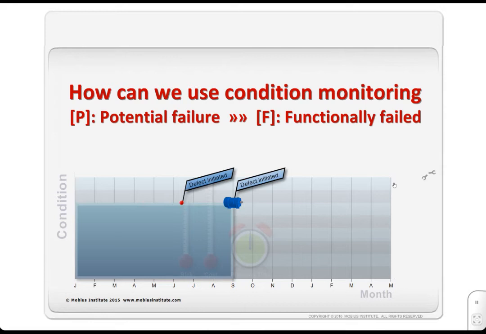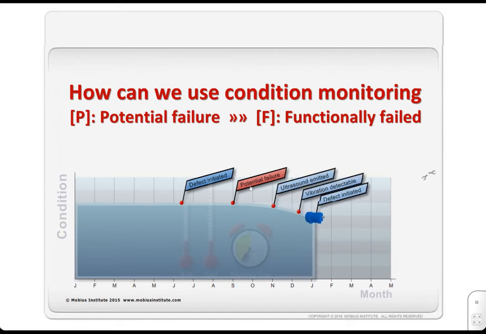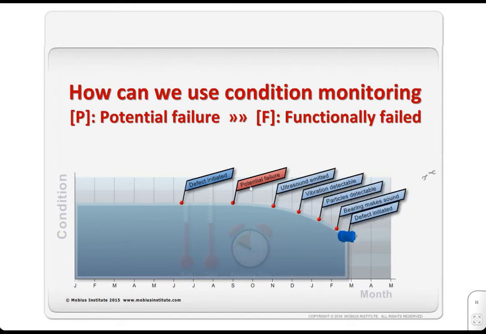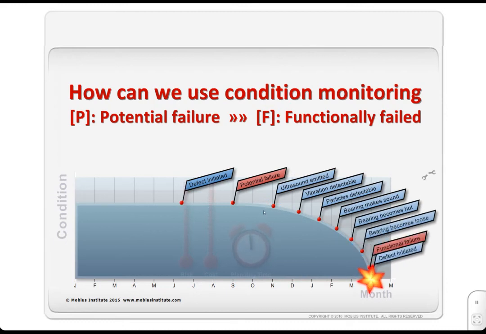And a little while after that, we can detect that failure has started, and we call that the P in the PF interval. So there's P for potential failure. And then it all depends on the failure mode, as we call it. How much time is there between us being able to detect the problem and the machine functionally failing? Now, that doesn't mean that it's catastrophically failed. That just means, hey, we have to replace it now. We have to do something because it's no longer able to perform its function.